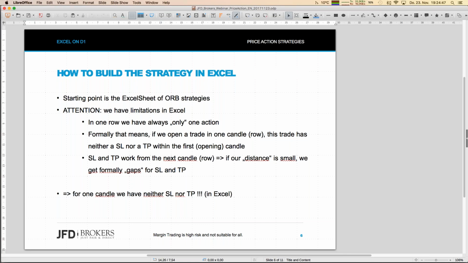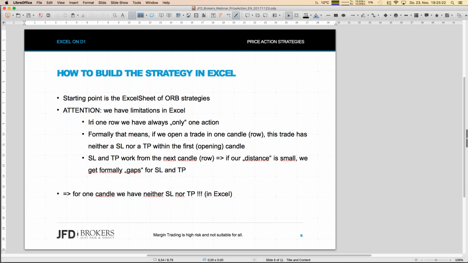But I have to remind you that we have some limitations within Excel. That is more a technical limitation, just in order to calculate our trades. And the limitation is that within one row, we can only really have one action. And that action would be first that our order is triggered, that our buy stop, for example, is active.